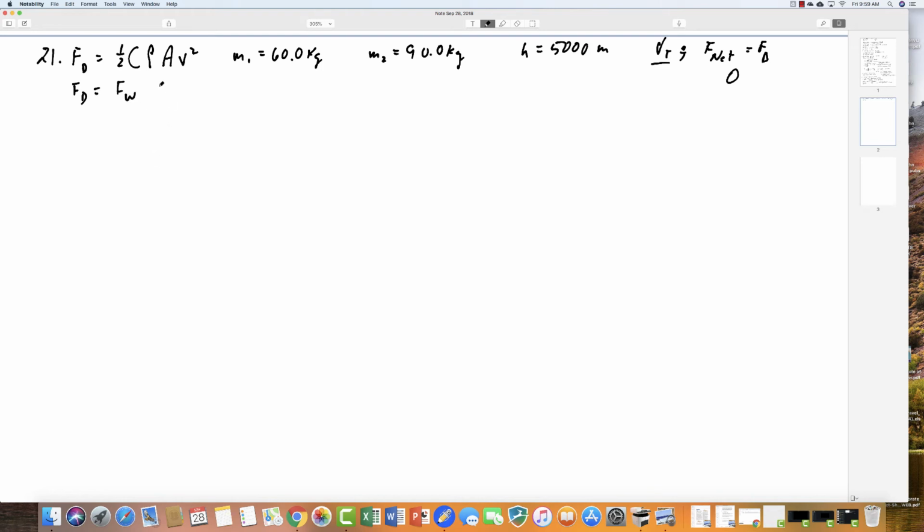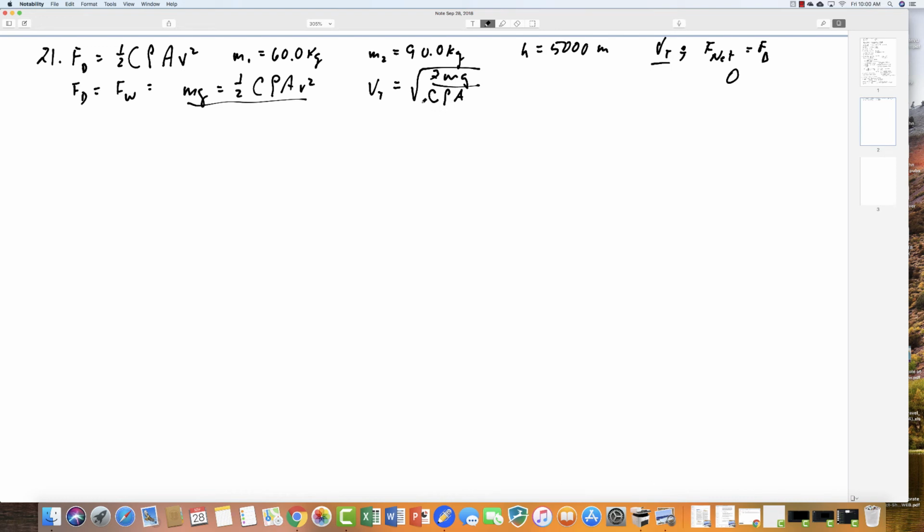And if you take that, so that means that mg is going to equal 1/2 c rho a v squared. And so the question we start out with is, what is the terminal velocity for each of these guys? If we solve this equation for v, the terminal velocity is going to equal the square root of 2 mg over c rho a. Okay? 2 mg over c rho a.